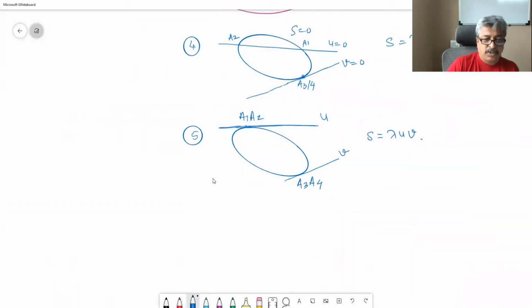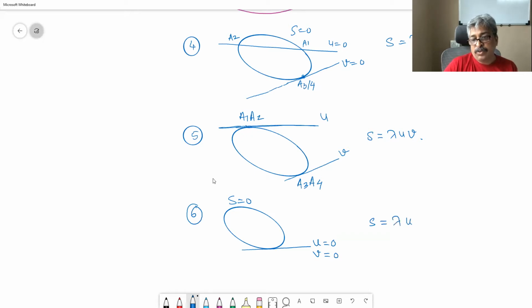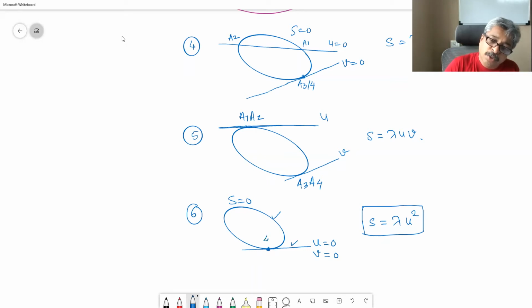Sixth condition. Condition number 6. You have a conic section and you have U is equal, V is equal to 0 and S is equal to 0. Aha. S is equal to lambda U square again. Equation of the new conic is the same. However, I should have drawn one more diagram before this, but anyway, what is the geometric implication of this? The new conic section will be tangent to the old conic section and tangent to both these lines. And how many roots are there here? There are 4 points, one above the other, like a double root, 4 roots at this point of contact. At this point of contact, you have 4 roots, one above the other.